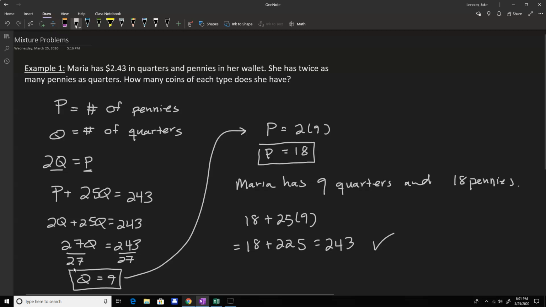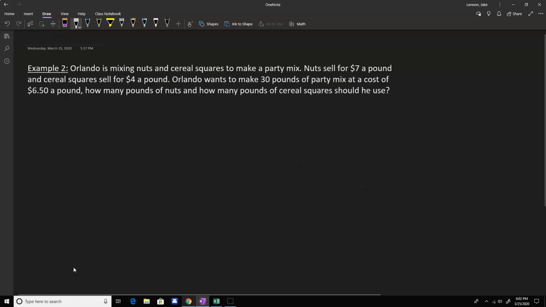So let's go ahead and look at the next example. In this one we have Orlando. He's mixing nuts and cereal squares to make some type of party mix. The cost of the nuts is $7 per pound, and the cereal squares sell for $4 a pound. He wants to make 30 pounds of the party mix at a total cost of $6.50 per pound. How many pounds of nuts and how many pounds of cereal squares should he use?